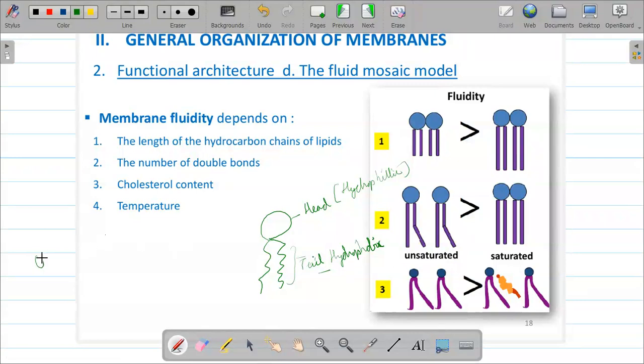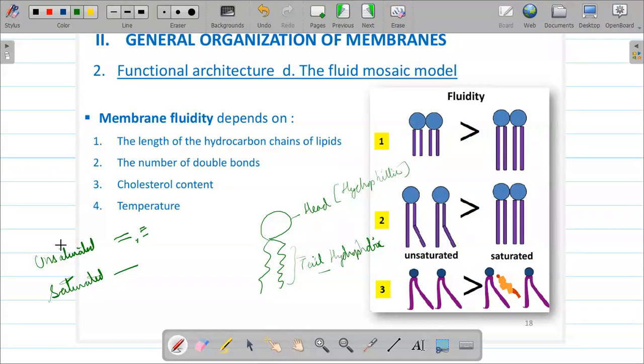In an unsaturated fatty acid, there is always a double bond. Saturated ones have only single bonds, they don't have a double bond. A double or triple bond makes them stable. Unsaturated compounds are highly stable compared to saturated. So in unsaturated compounds, the rate of transport of molecules is faster.